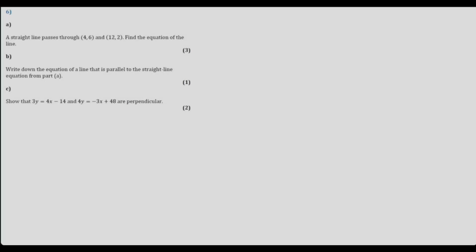That's finished. Question number 6, we have an equation of a straight line. Part A, a line passes through (4, 6) and (12, 2). Find the equation of the line. Remember, our equation of a straight line is in this form, y equals mx plus c, where we must find a gradient and a y-intercept. I'm just going to label these x, y and x, y.